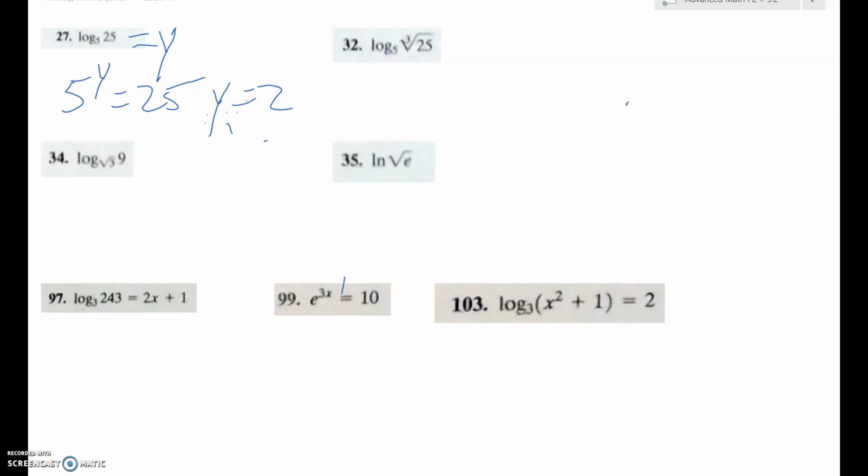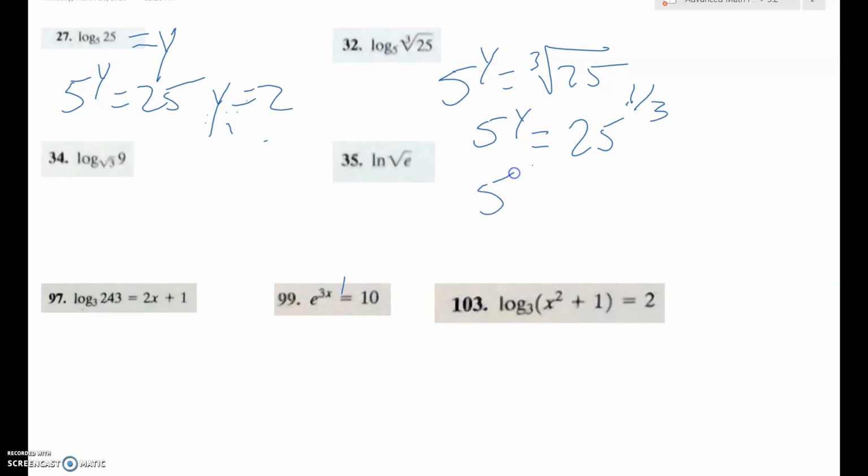Okay, now the next one is a little trickier. This would be 5 to the y equals the cube root of 25. All right, so we got a little bit of a challenge there. So what we have to do is change everything in terms of a 5. So the first thing I could do is, this is 25 to the 1/3. Remember we talked about that.